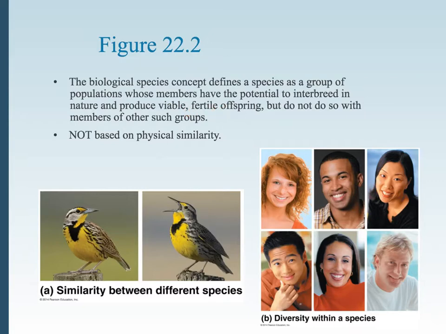This concept, biological species concept, is not based on physical similarity. And so that's where these diagrams come into play. We can look at two birds that look amazingly similar, but because they can't produce fertile offspring are actually considered to be separate species. And then we have humans that actually have very diverse appearances, far more diverse than our birds over here. But because we can interbreed, we are the same species. So that's what we're looking at here. It's not to do with physical similarity. It has to do with the ability of the babies.